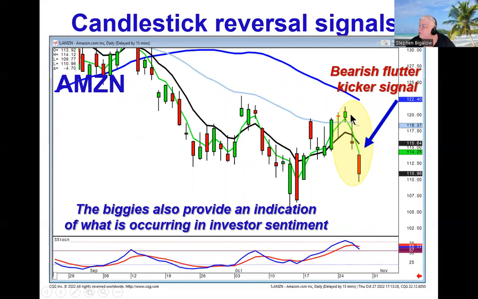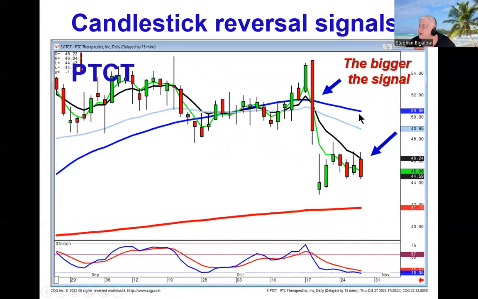The next indicator is basically your biggies, like Amazon. Notice when it opened lower what it was creating, a bearish flutter kicker signal. Going into earnings this afternoon, that was a strong indication that people were not real confident that the earnings were going to create a bullish move. That's an indication that people that know what's going on are getting out. That's a good time to start getting out and or going short. So if we know the market was rolling over, that allows us to take advantage of signals and patterns.